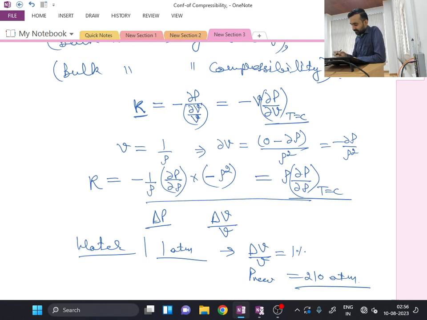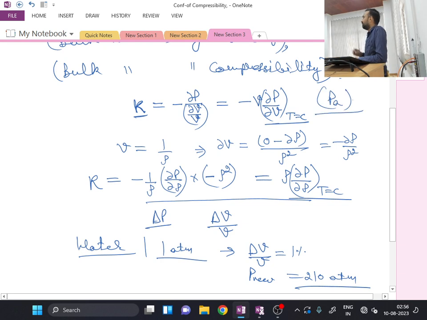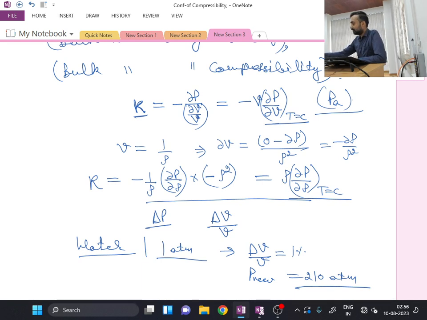Typically, the denominator term of this coefficient of compressibility is a ratio of the same quantities, so it is dimensionless. It only has the dimension of pressure, so its unit will be the unit of pressure, say in SI units. Fine. Is this one clear? Are you able to understand this?